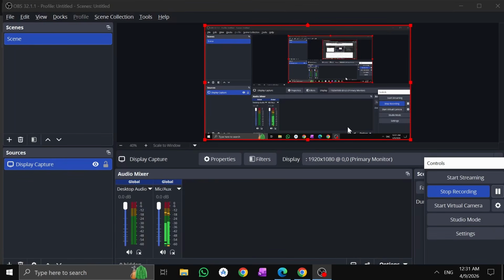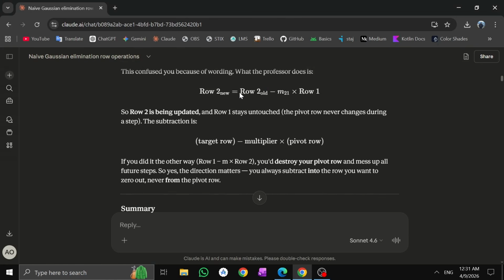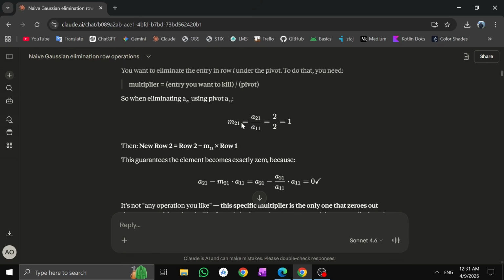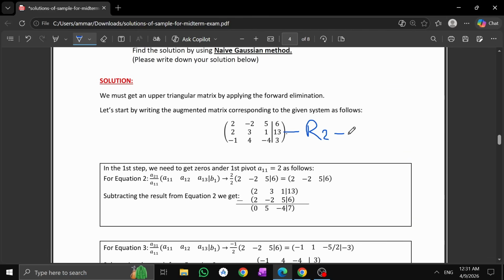This row 2 is gonna have the multiplier times the pivot row subtracted from it. What is the multiplier? The multiplier, guys, is basically this. I'm gonna explain it to you. We are trying to make this 0. We look at the pivot above it. We said this is called a pivot. The pivot above this number is 2. The multiplier is the number we are trying to make 0 divided by the pivot. That's it. 2 over 2.